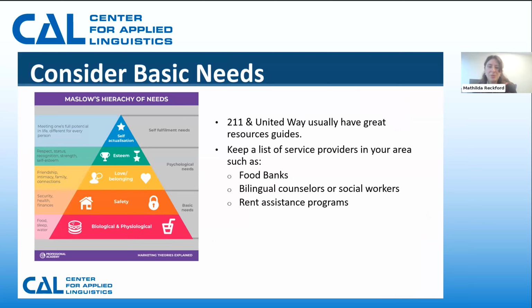You can find resources and resource guides on United Way's sites or through 211. It could be helpful to keep an updated list of resources in your area that you can provide your students. We all know that learning is difficult, if not impossible, when students are worried about basic needs like food, water, shelter, and safety.